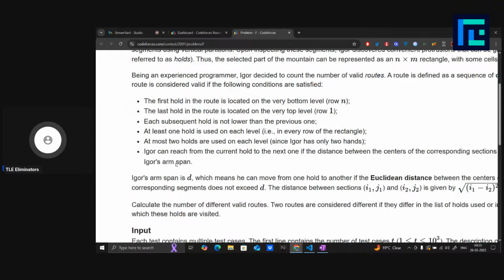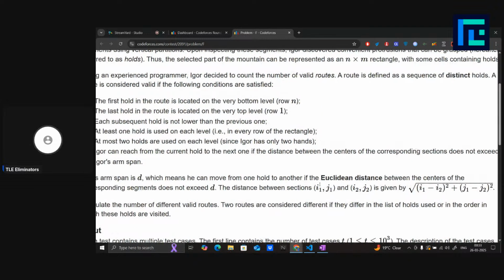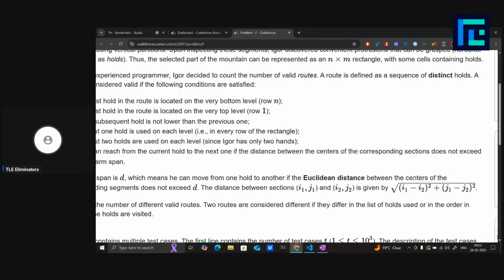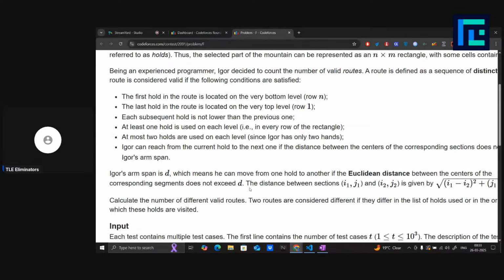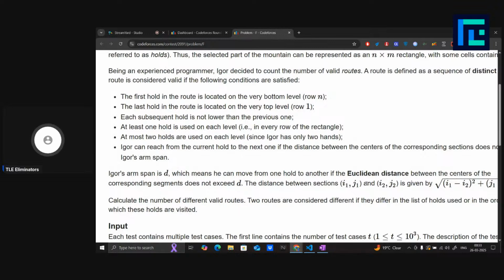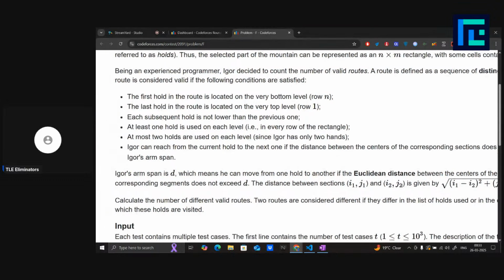So basically, Igor's arm span is d, which means that he can move from one hole to the other if the Euclidean distance between the centers of the segments does not exceed d. The distance between sections I1 J1 and I2 J2 is given by the square root of this. So the normal distance formula that we have.